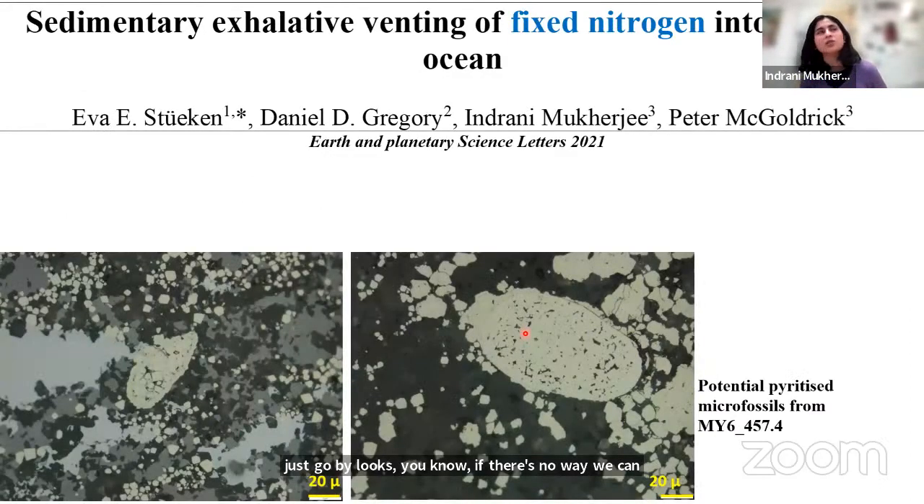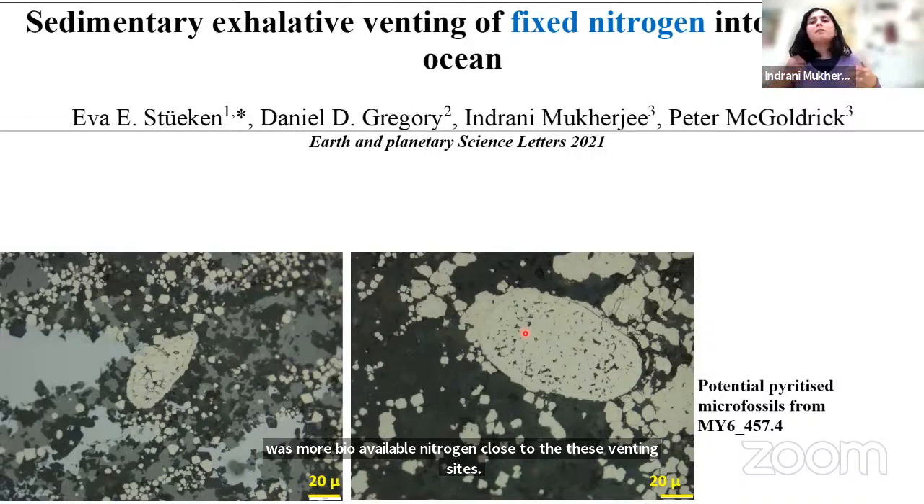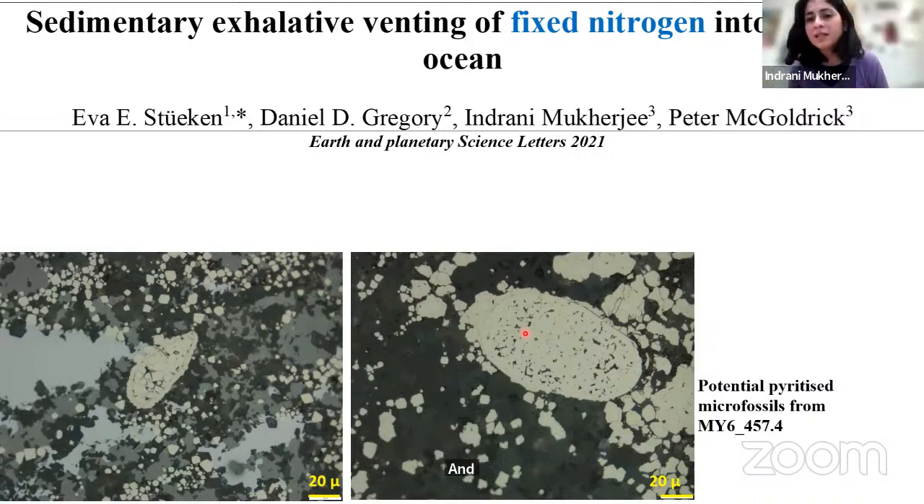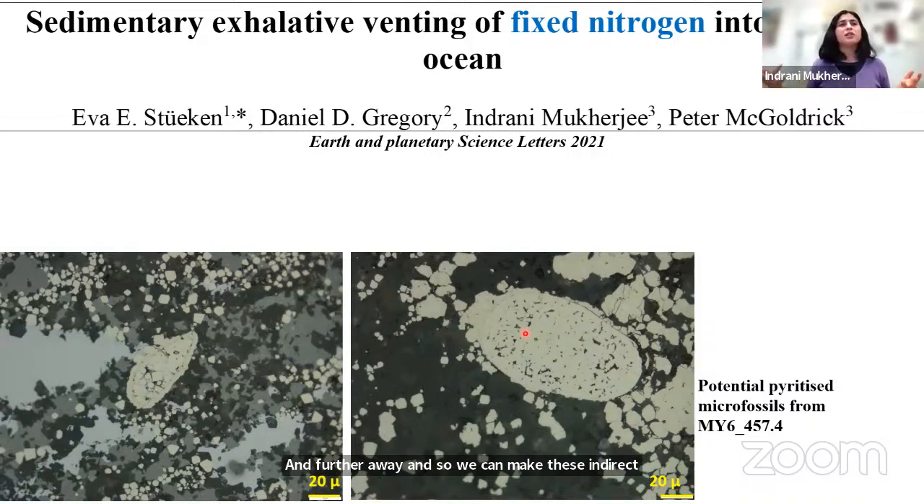But there is indirect evidence. So we published a paper and looked at nitrogen concentrations in the shales close to that old deposit that I was talking to you about, that I worked on, and further away. And we saw that there was more bioavailable nitrogen close to these venting sites than further away. And so we can make these indirect inferences and say, well, since bioavailable nitrogen was available to these organisms, it is possible that these are biogenic textures, since nitrogen would have been required. So there are these indirect inferences that we can make, but there's no sure way of saying.